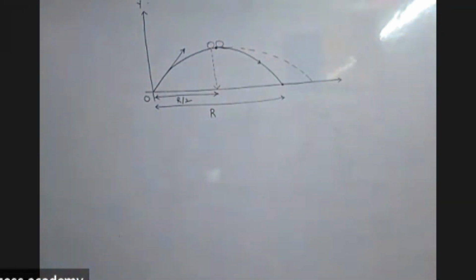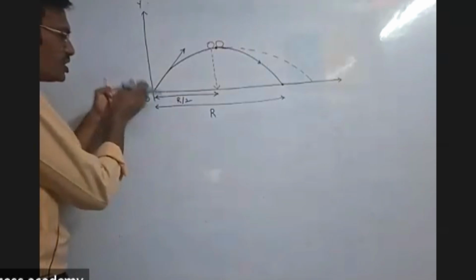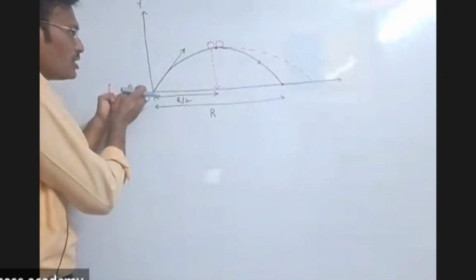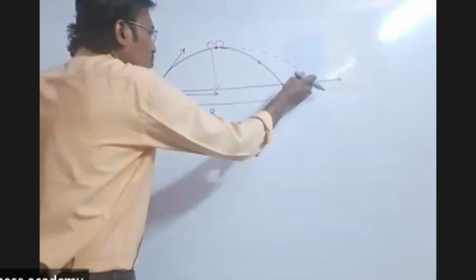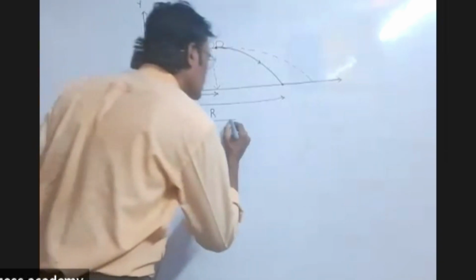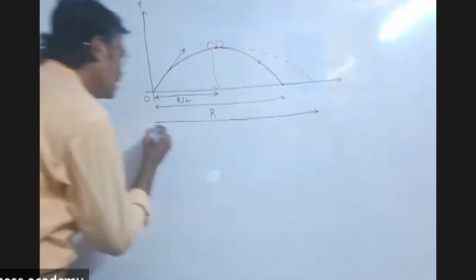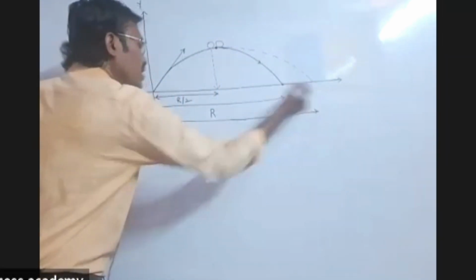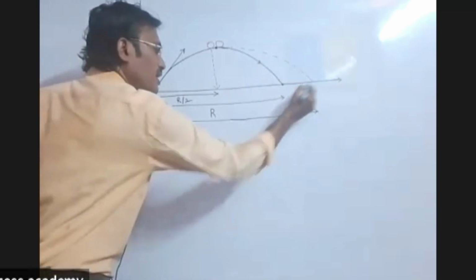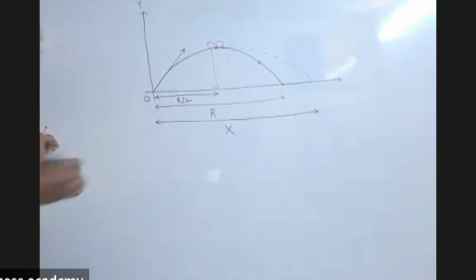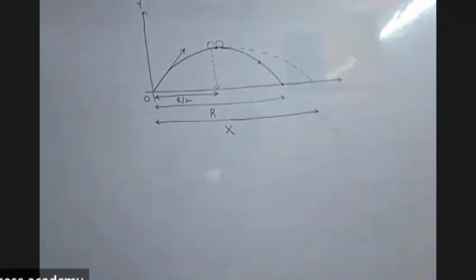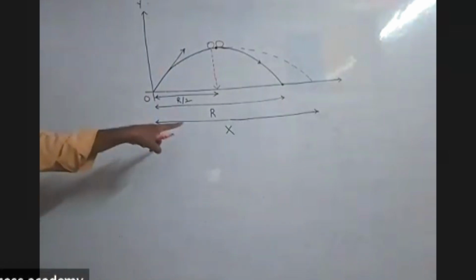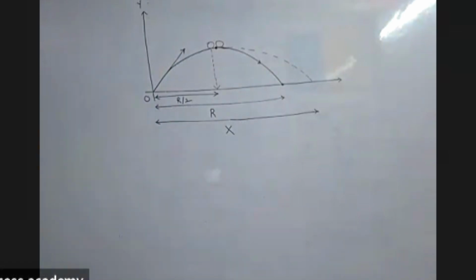Okay, now the other thing is, from the origin, what is the question? From the origin to the other part where it strikes the ground, I need to calculate. This is the other part. The second part strikes the ground at this point. From the origin, this point is at x distance. We need to calculate the x value.